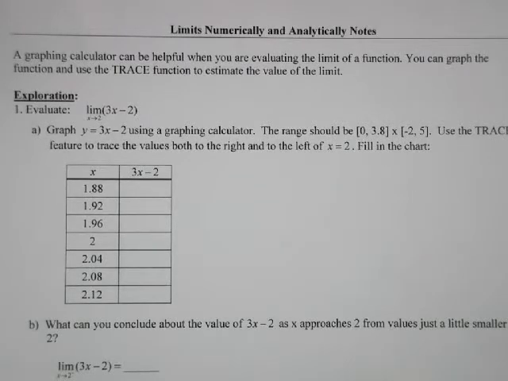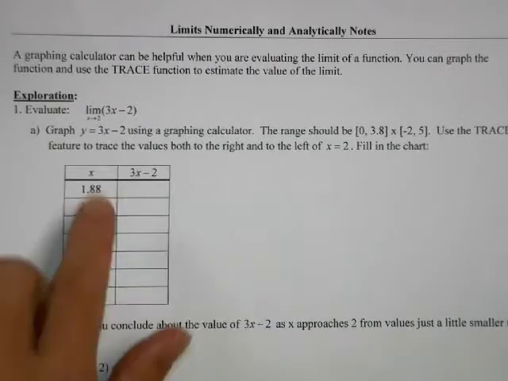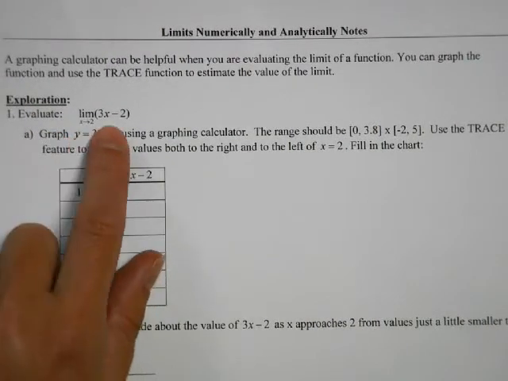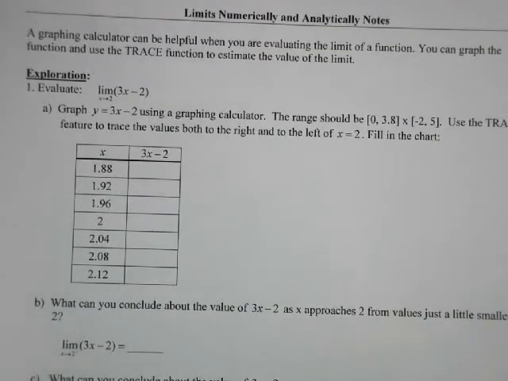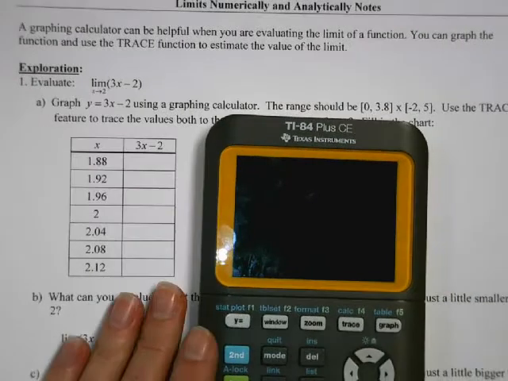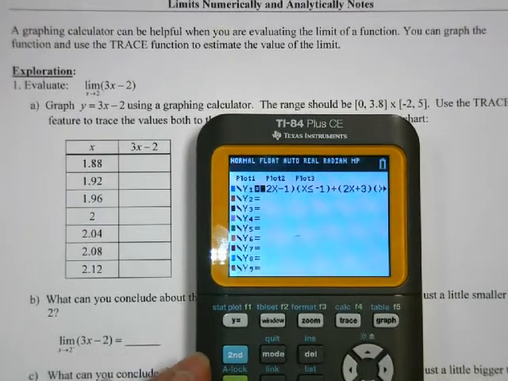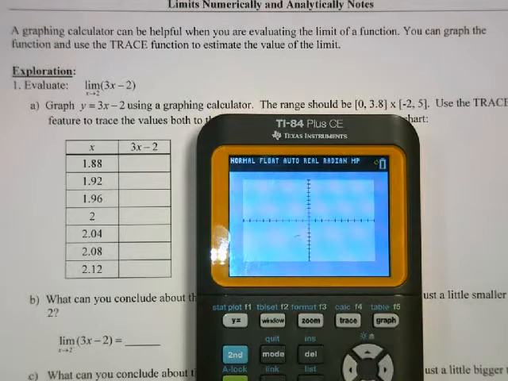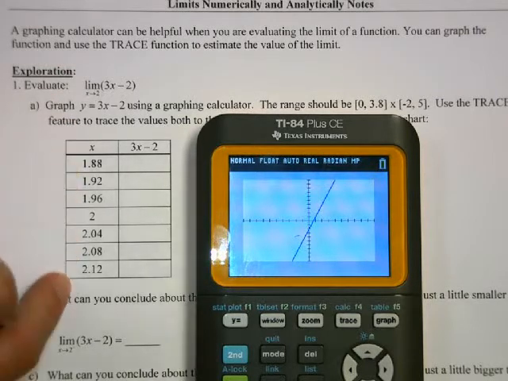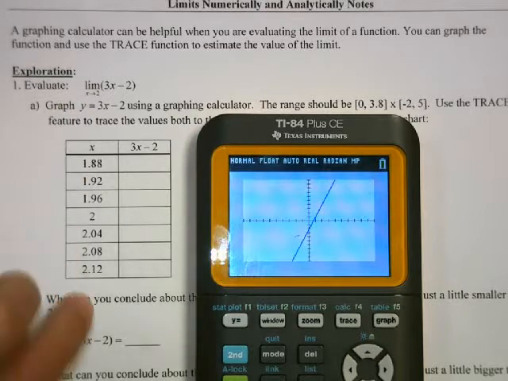So the first thing we're going to do is look at the limit as x approaches 2 of 3x minus 2. So we're going to plug this into the calculator, (3x minus 2). And if we graph this, it should be no surprise. It's a line with a slope of 3 and a y-intercept of negative 2. What I'm going to do to investigate this numerically is fill in this table of values. And one helpful tool is the table feature.